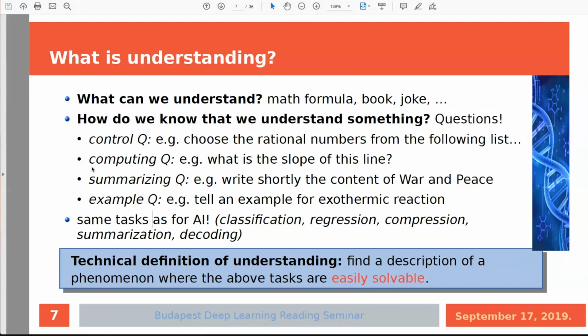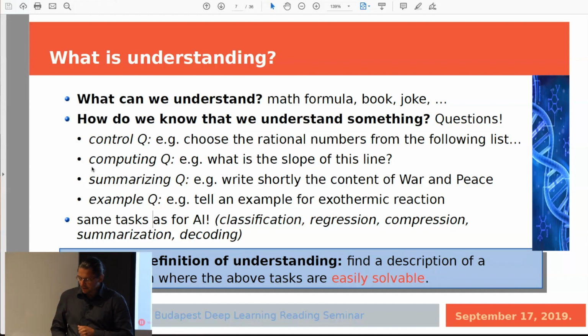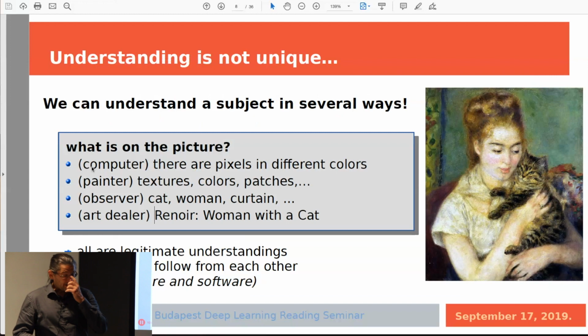And so there is a technical definition of understanding which actually stems from Dirac. He's a famous English physicist. That we should find a description of a phenomenon where all of the above tasks can be easily solvable. So easily, it's not a quantitative thing, but everybody knows what easily means, and I will show that. Indeed, if we do it correctly, then we can answer them very easily. Another problem with understanding is that understanding is not unique.